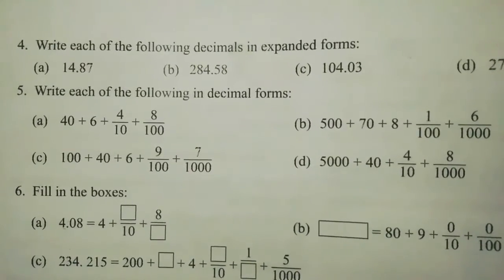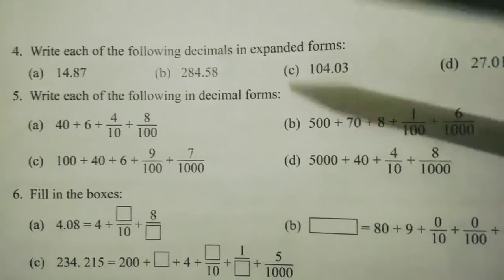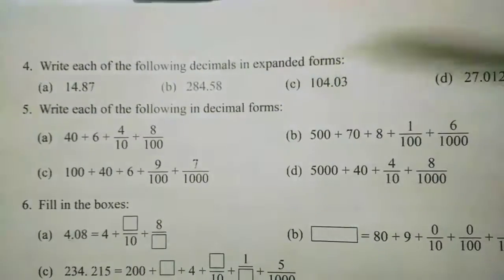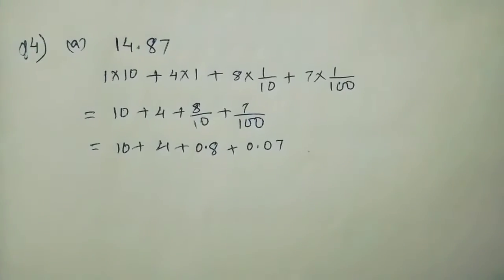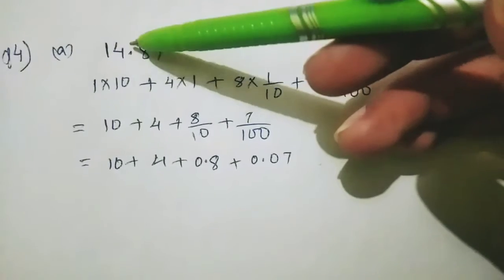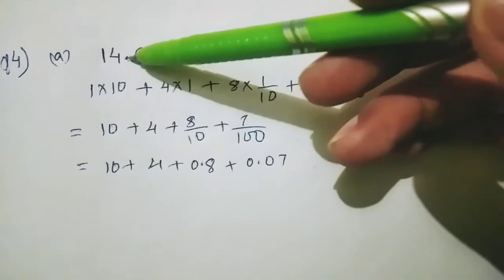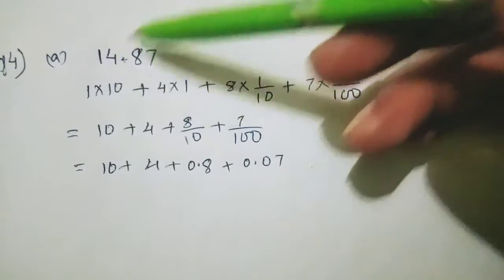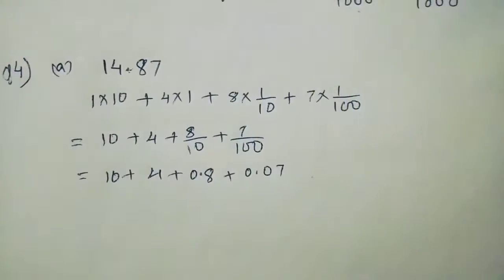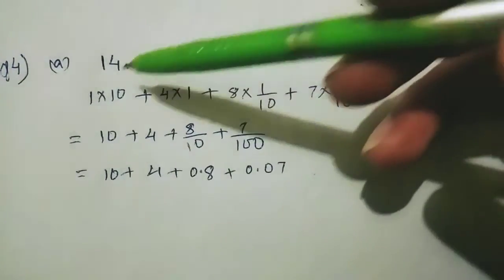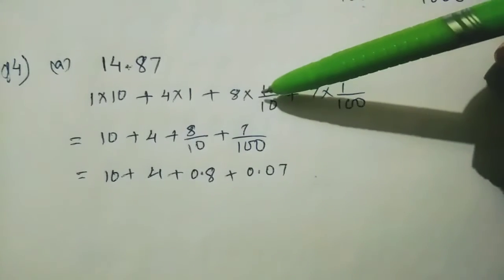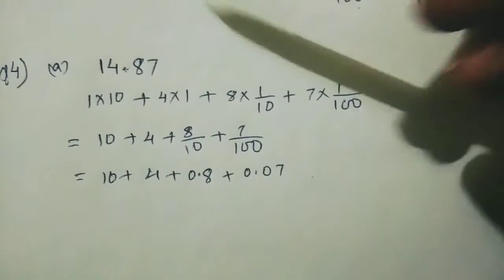Write each of the following decimals in expanded form. That means a decimal number is given and you have to expand this decimal number 14.87. So how to write this? Let's see. On the left side of the point, every number should be written in place value form, and after the decimal point, on the right side, you have to write the place values divided by 10 and 100 like this.